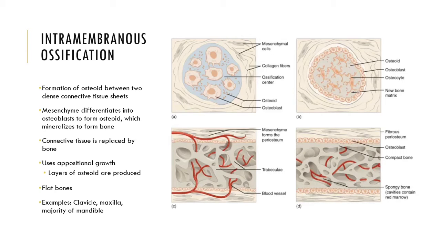Intramembranous ossification is usually used during the formation of flat bones. Some examples are the clavicle, maxilla, and a majority of the mandible.